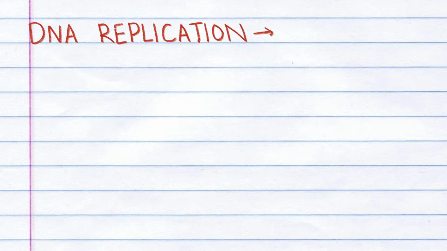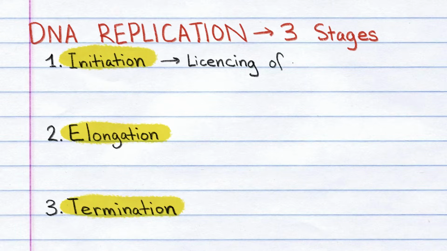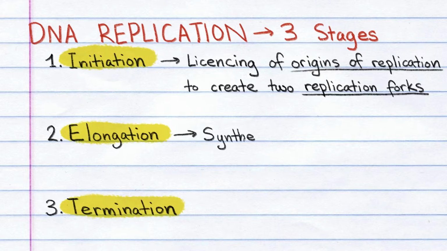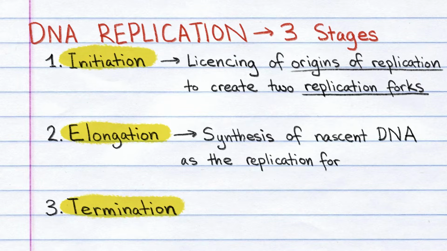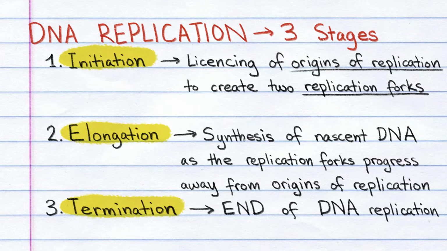DNA replication has three stages: initiation, elongation, and termination. Initiation involves the licensing of origins of replication in order to create two replication forks. Elongation involves synthesis of nascent DNA as the replication forks progress away from the origins of replication. Finally, termination is the end of DNA replication. Let's discuss each stage in turn.